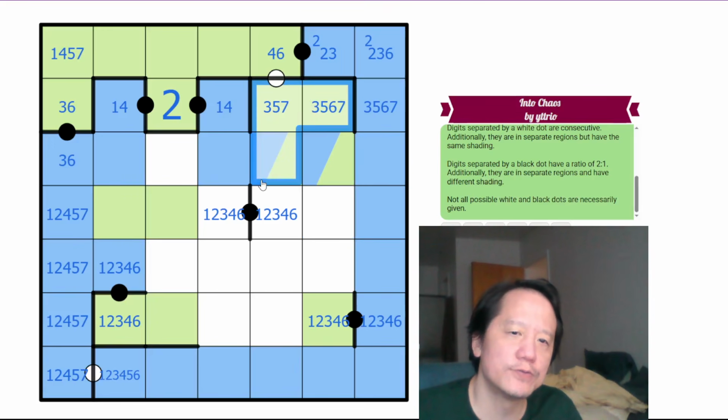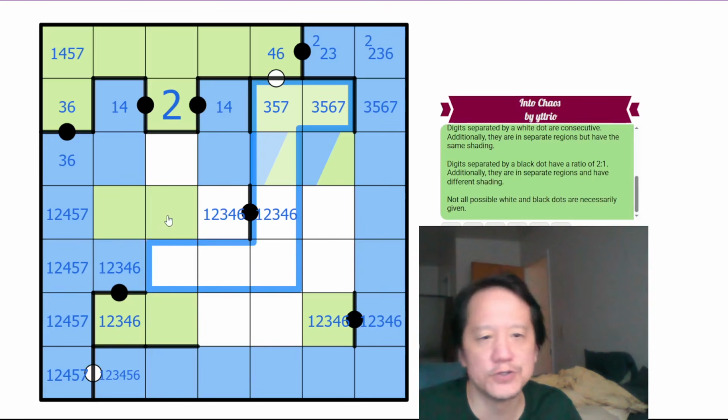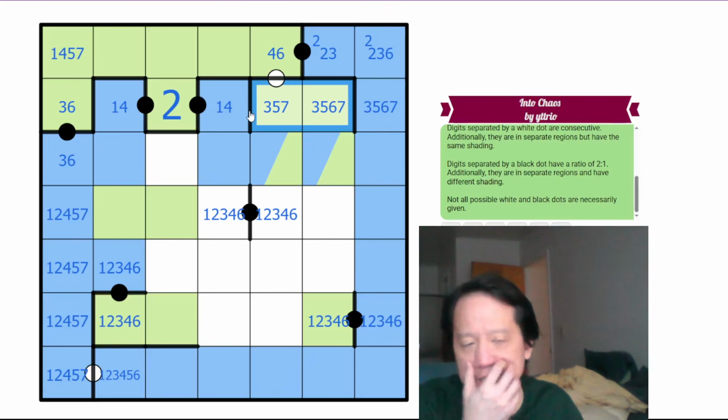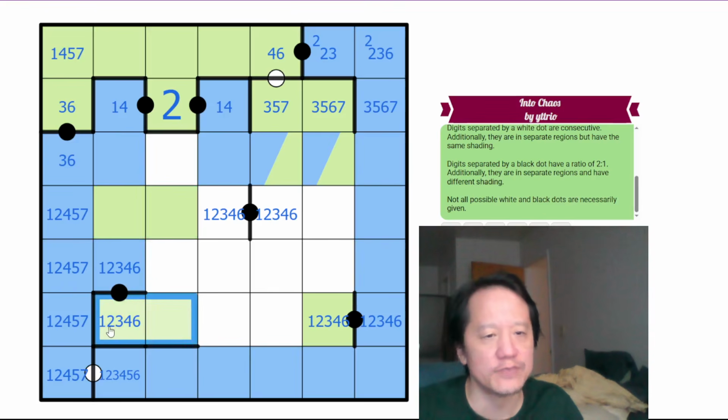1, 2, 3, 4, 5, 6, 7. So there's no way that these are part of the same region as this. Which means necessarily these must be part of the same region as that.